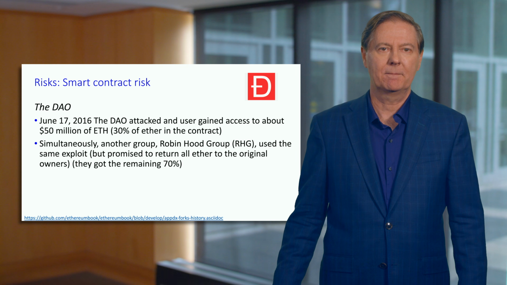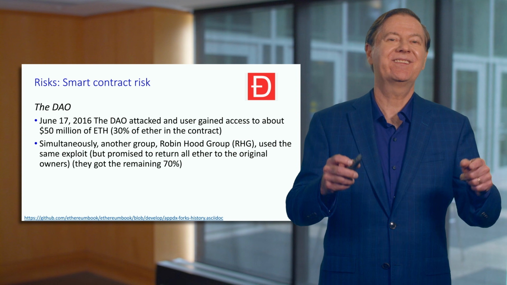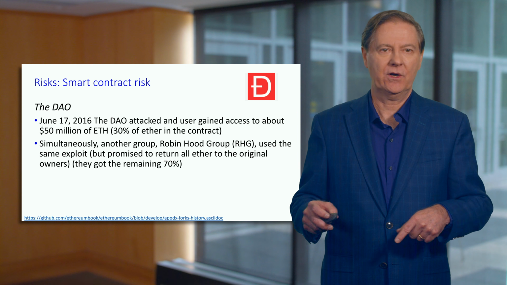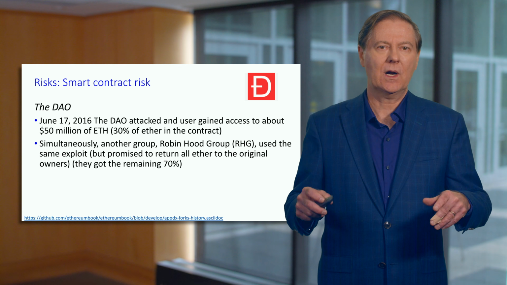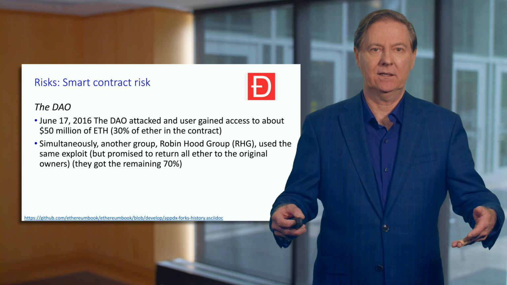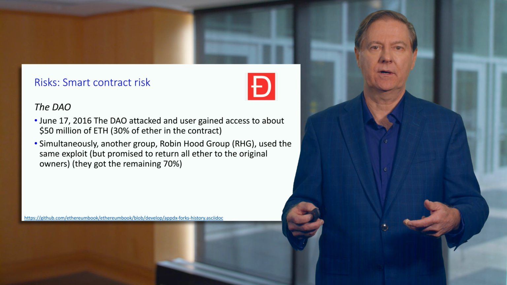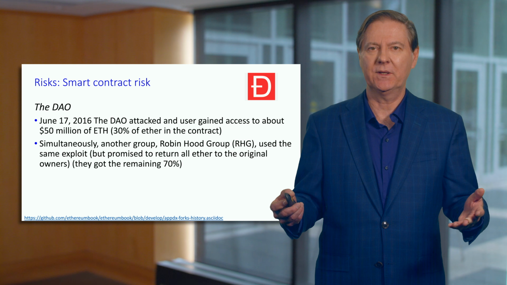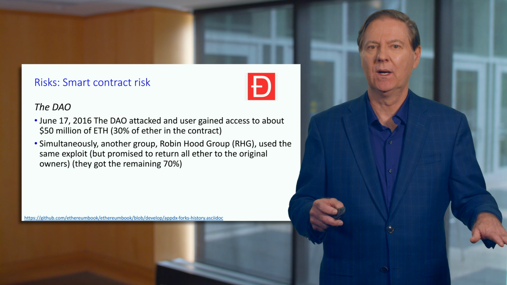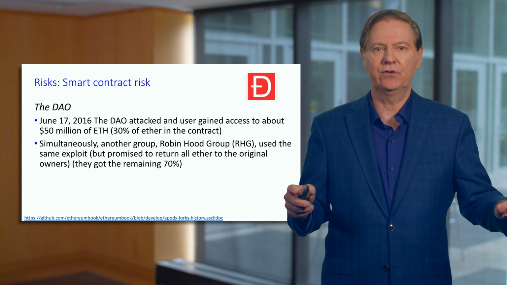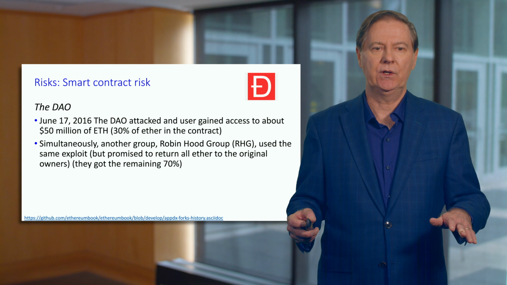Okay, so 30% is drained. And then, and this is very interesting, another group called the Robinhood Group uses the same exploit and drains the other 70%. So the contract's completely drained. Now, the difference with the Robinhood group and the DAO attacker is the Robinhood group actually pledges to give back everything that they've drained to the original people that put the ether into the contract. Okay, so I guess appropriately named Robinhood, and not to be confused with Robinhood, the fintech app. There's nothing to do with them. Basically, June 17th, the contract is drained, 30% is gone, and 70% could be returned to the users.